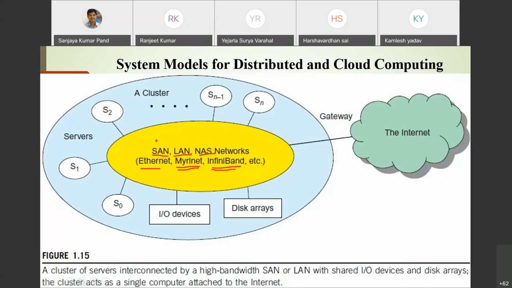So they are connected to a high speed LAN, or NAS, based upon the requirement, whether you are dependent on the data or you are dependent on the computation. So the entire cluster acts like a single computer attached to the internet through a particular gateway. So this entire system is treated as a single system. That's why a cluster provides an important feature called single system image.